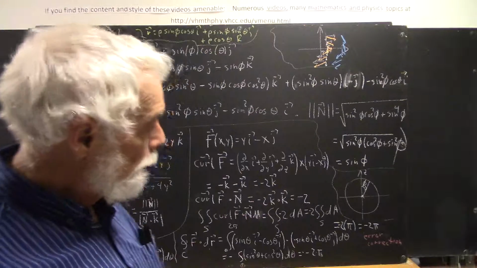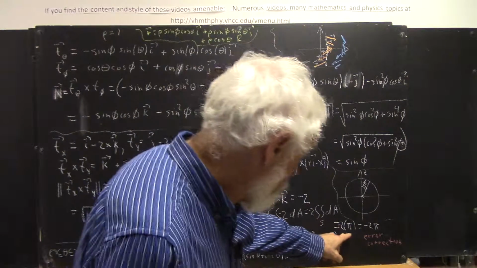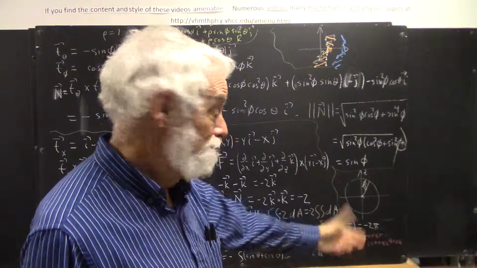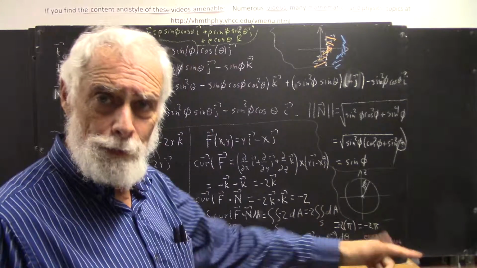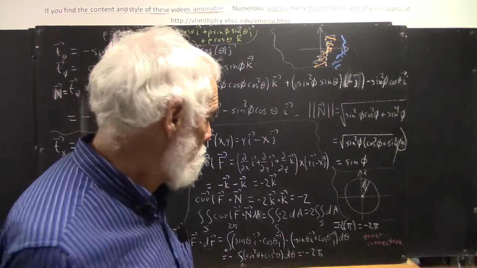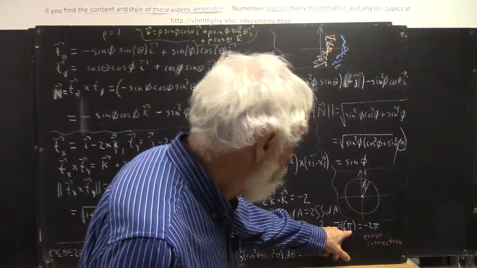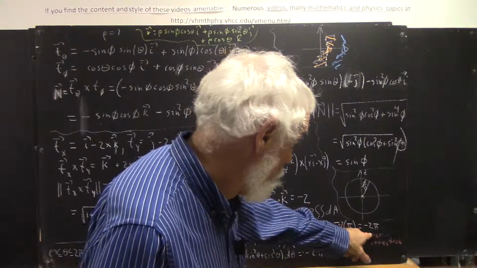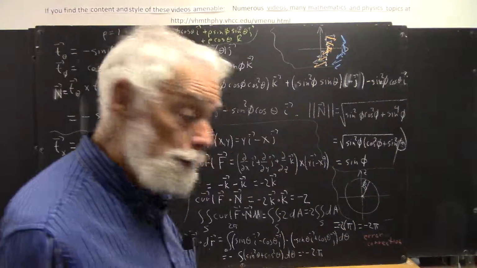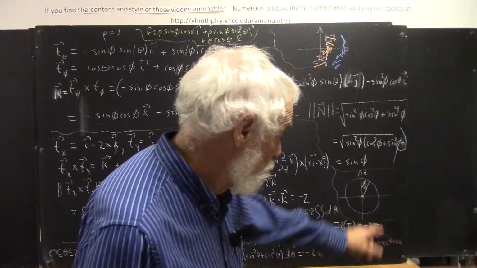And of course I was right. When I wrote down 2 pi for the area of the circle, it's not 2 pi. The area of a circle of radius 1 is pi. Okay, so I should have had pi there instead of 2 pi. Now it came out -2 pi, agrees with this. So there's an error correction.